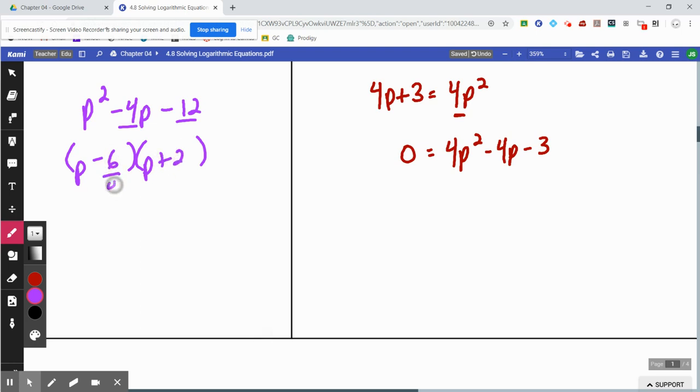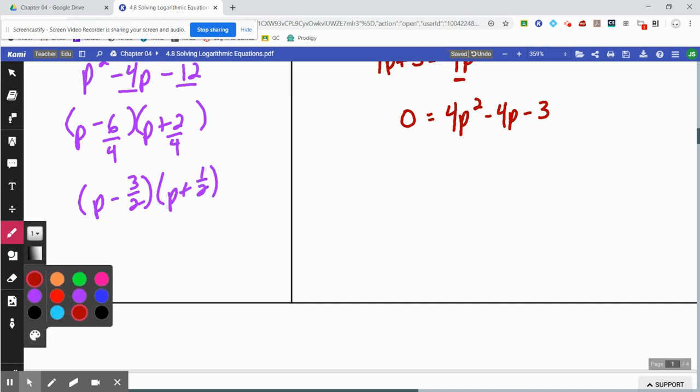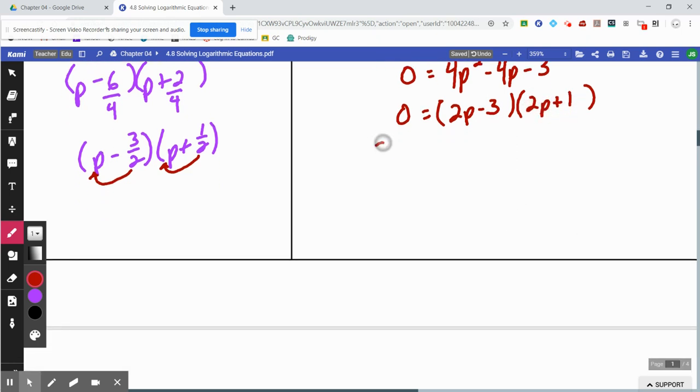You slip the 4, so now divide by it. Both of those, neither one of them will divide, but they will both reduce. So that'd be p minus 3 halves, and this would be p plus 1/2. You can now slide the bottoms, the denominators, back up front. You have 0 equals, two sets of parentheses, a 2p minus 3, and a 2p plus 1. Set each of those equal to 0. 2p minus 3 is 0. 2p plus 1 is 0.